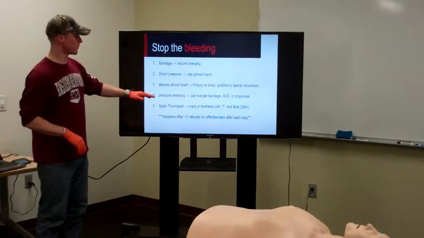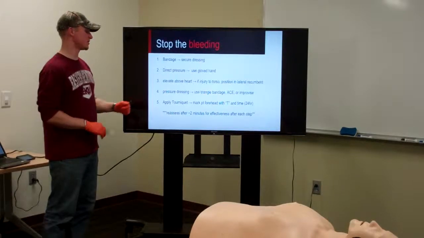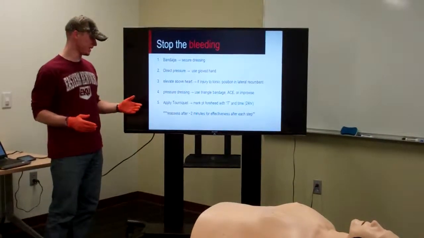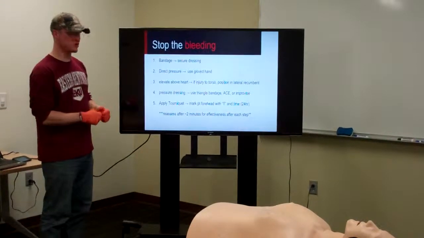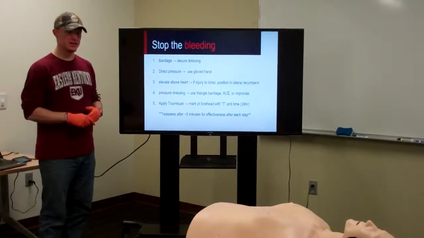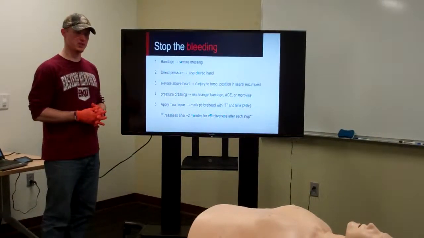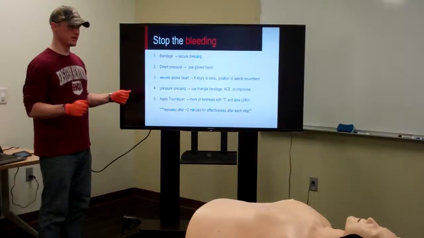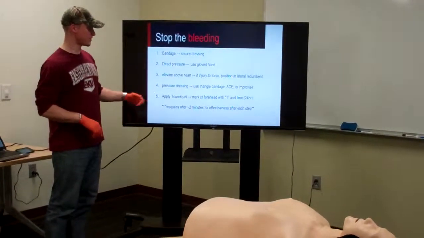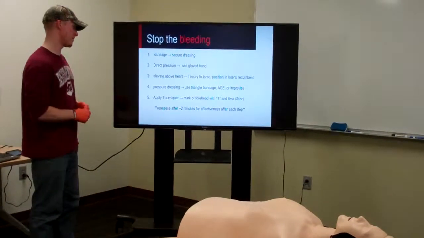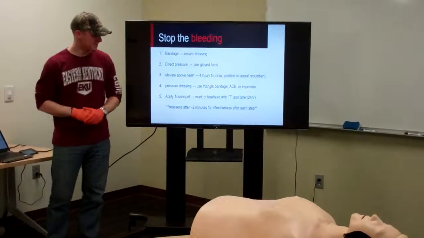Number 4 step. If it still hasn't stopped bleeding, you've checked it every 2 minutes for effectiveness. If it still doesn't stop the bleeding, we're going to apply pressure dressing. You can use a triangle bandage. You can use an ace bandage. You can improvise with a sling. Some nice departments will have the compression dressing, which is prefabricated. All right, if that doesn't work, we're going to apply a tourniquet, which we'll cover in the practical application. Okay, again, you're going to go through all these steps, and you're going to reassess after about 2 minutes.